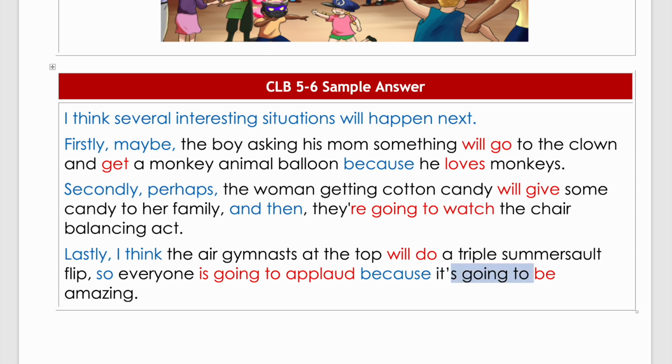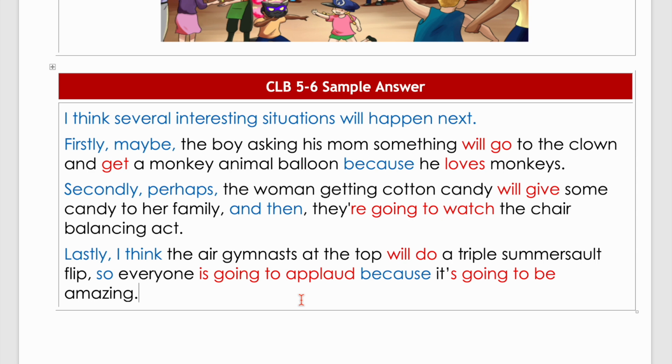It's going to be amazing. So, okay, again everyone, I'm using "going to" and "will." We can use both, and if you use both, it's better, okay? Because it shows your grammar knowledge.